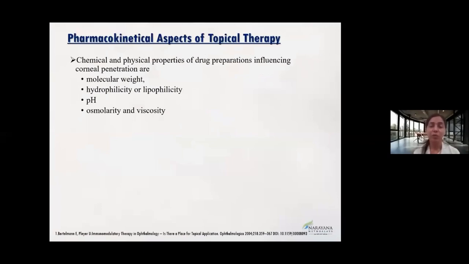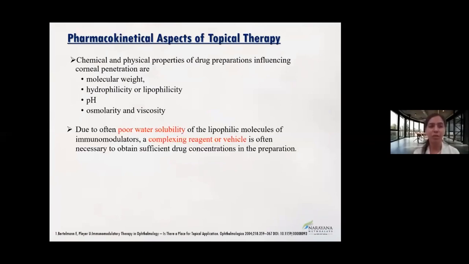When we look at the various pharmacokinetic aspects, which are also very important in these medications, we have to remember that certain chemical or physical properties of the drug preparations influence how they penetrate the cornea or are attached on the ocular surface, which includes their molecular weight, whether they are hydrophilic or lipophilic, the pH, the osmolarity, and viscosity.